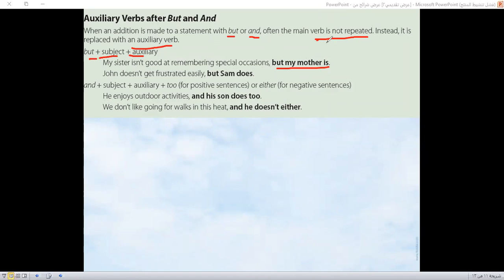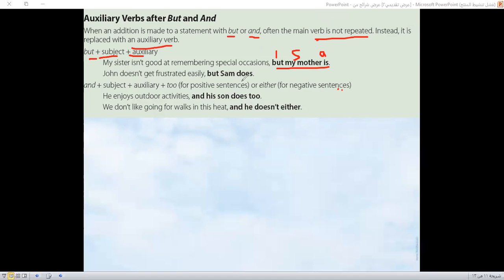Instead of repeating, my sister is not good at remembering special occasions, but my mother is good at remembering special occasions, it's a very long sentence. So instead of that, I say, my sister is not good at remembering, but my mother is. Okay? Instead of just repeating. How do I write that? By having but, and then the subject, and then I have the auxiliary verb. Okay? But then we have John does not get frustrated easily, but Sam does.